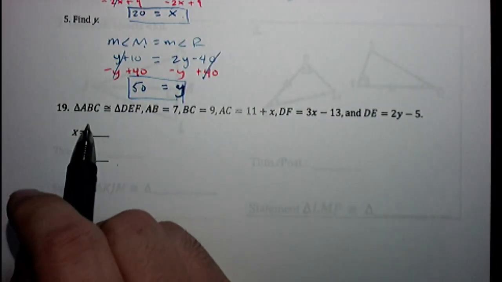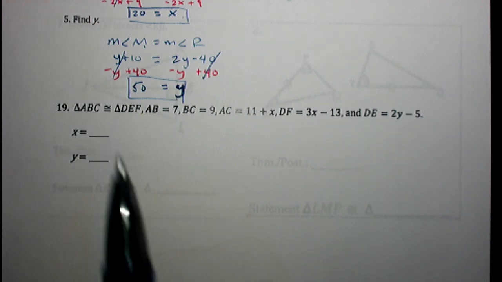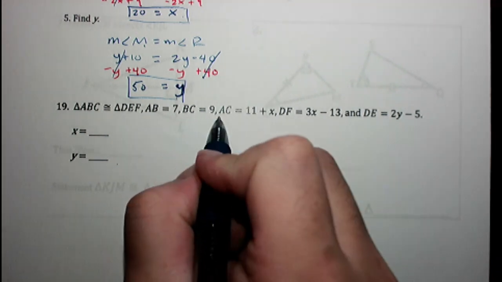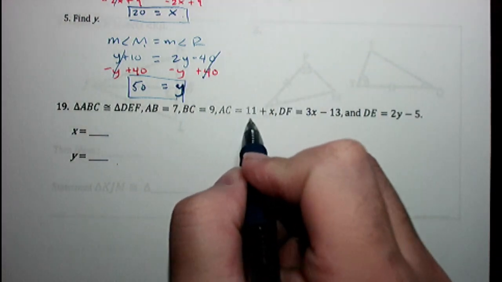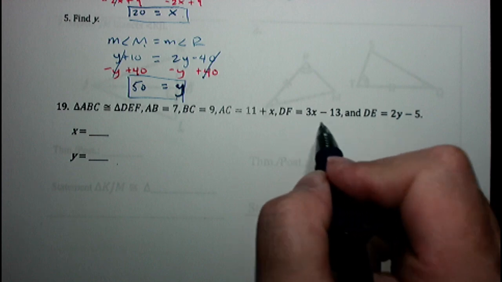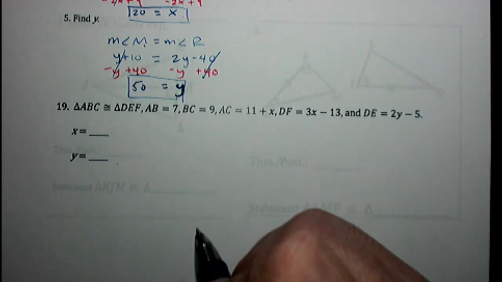We got number 19. It says triangle ABC is congruent to triangle DEF. And the measure of AB is 7. The measure of BC is 9. The measure of AC is 11 plus x. And the measure of DF is 3x minus 13. And lastly, the measure of DE is 2y minus 5.